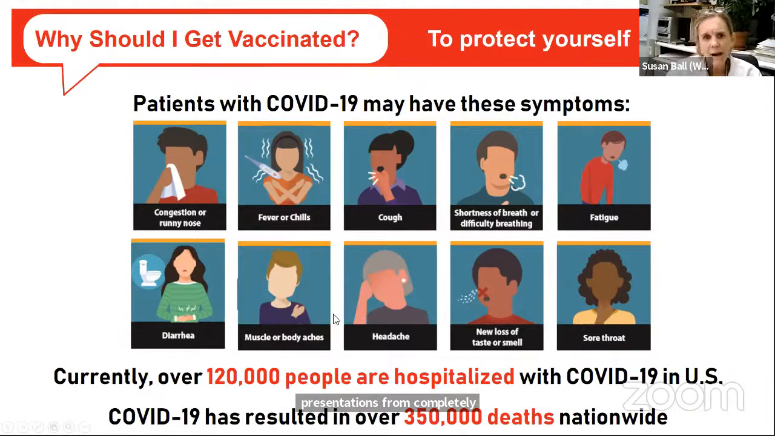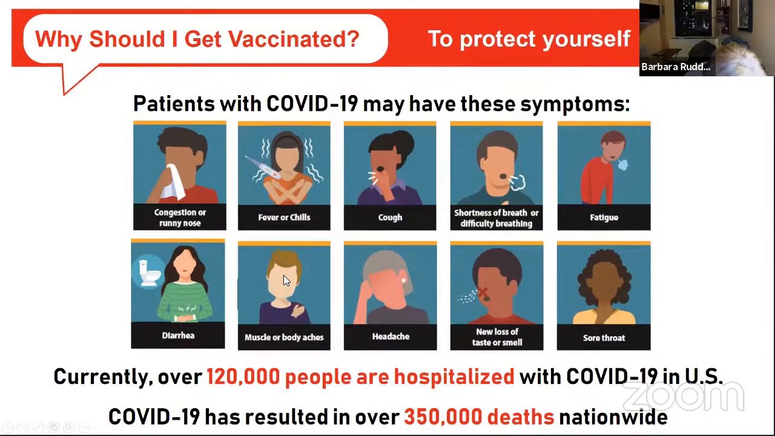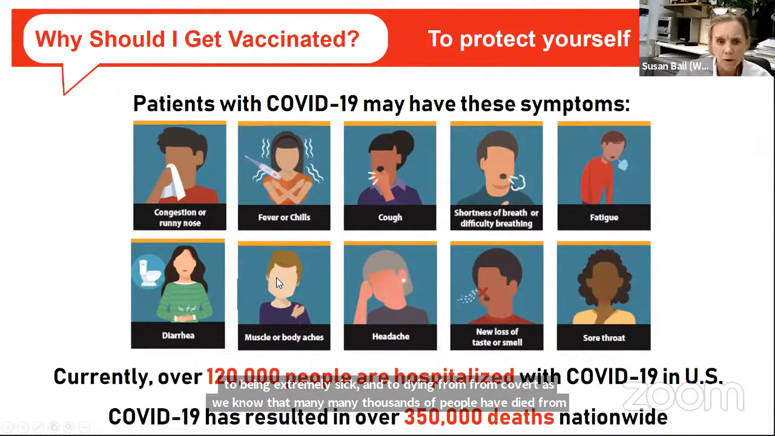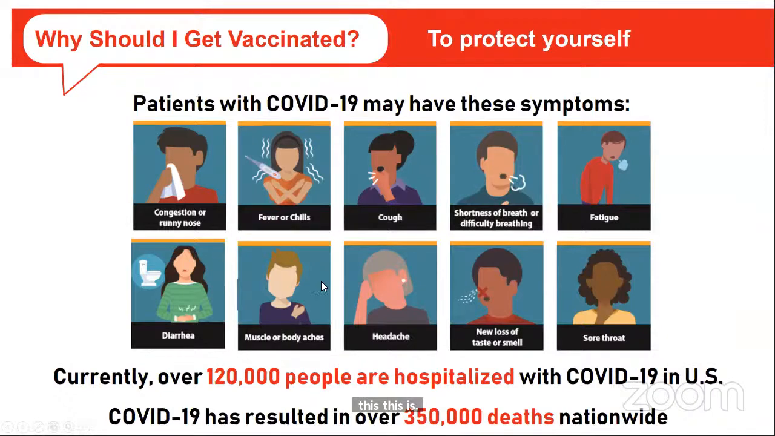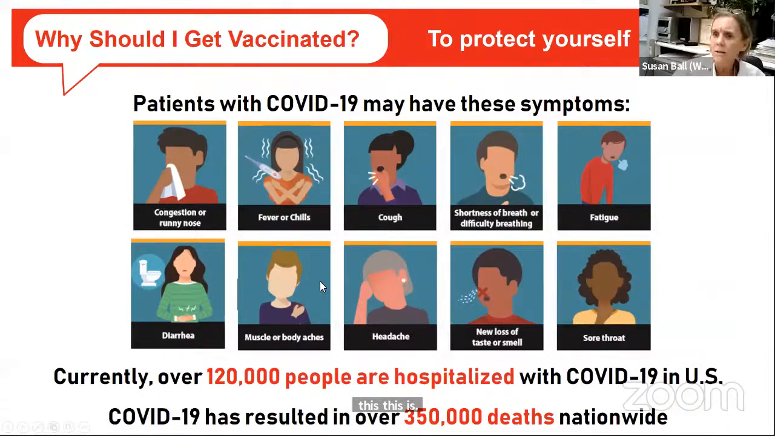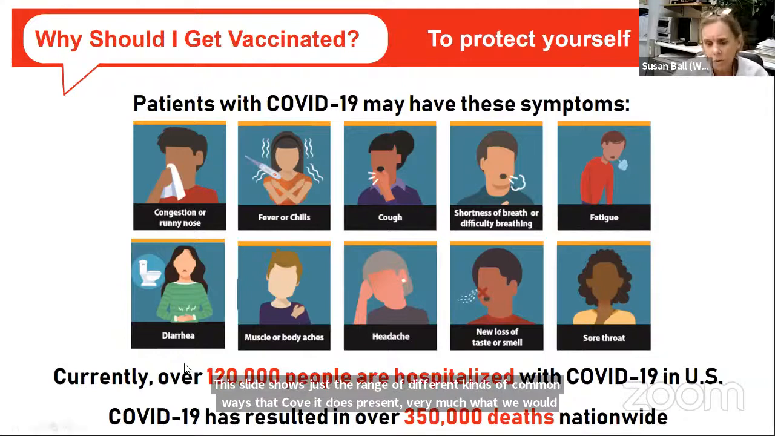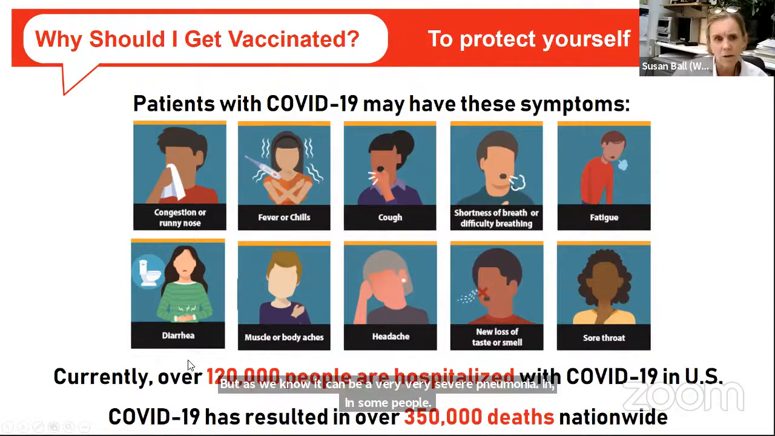This slide shows the range of common ways that COVID presents. It's very much what we would call a flu-like illness in the majority of people, but as we know, it can be a very severe pneumonia in some people. The more official name for COVID-19 is SARS-CoV-2. SARS stands for Severe Acute Respiratory Syndrome, and you may have heard there have been other SARS infections, epidemics and outbreaks over the years. COVID-19 is the most recent iteration of that.